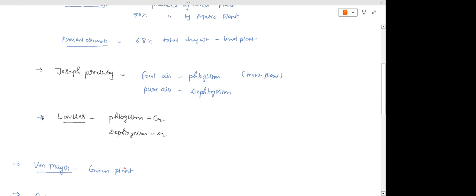So what happened? Joseph Priestley took a mint plant and said that plants have the capability to convert foul air into pure air, that is, impure air into pure air. For foul air, he gave the term phlogiston, and for pure air, he gave the term dephlogiston.